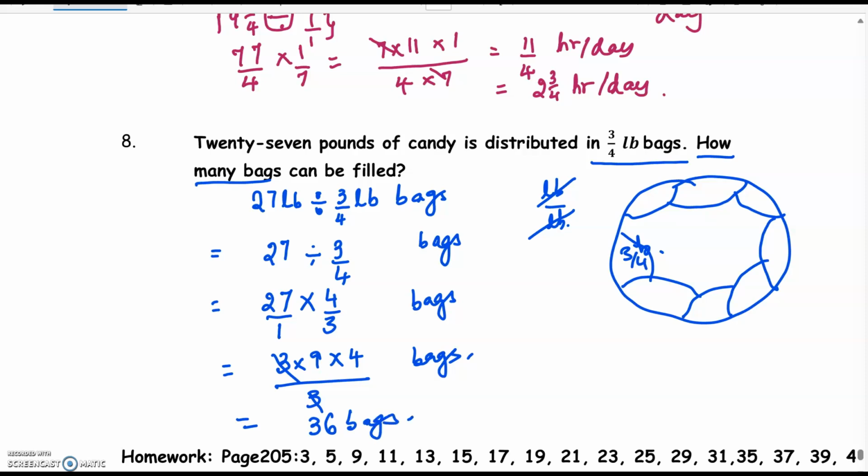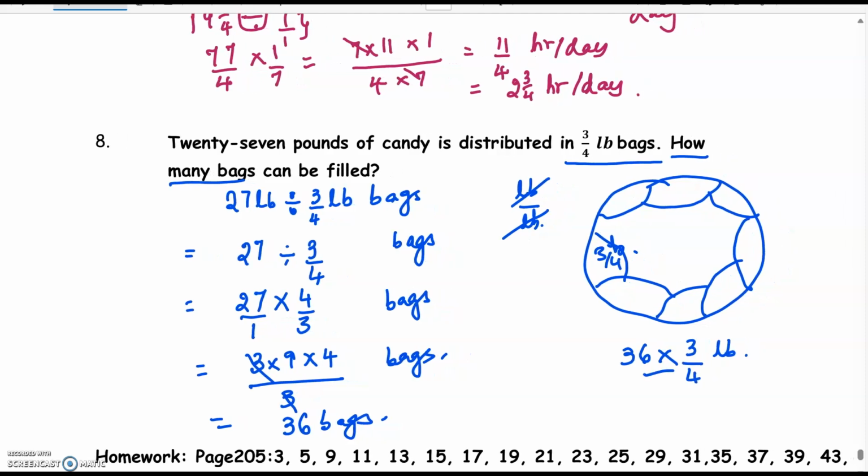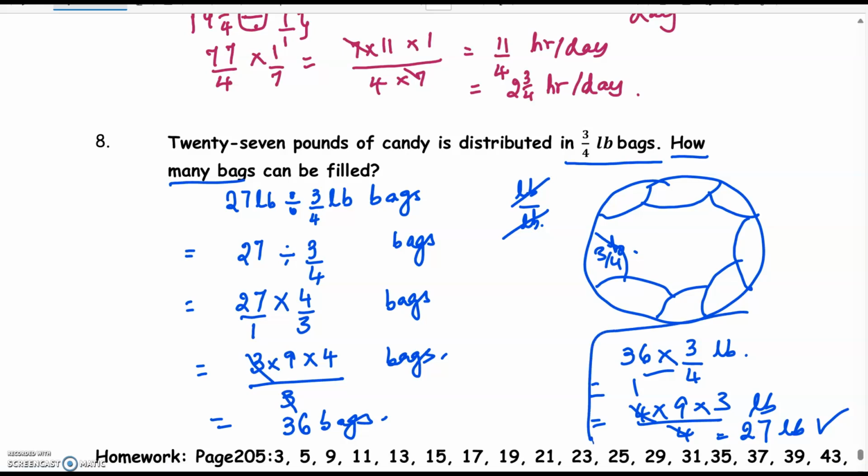And how much is the weight of each bag? 3/4 pounds. So if I take 36 bags and multiply it with 3/4 of a pound in each bag, what I have to get back is 27. Let's see. 4 times 9 is 36 times 3 divided by 4 pounds. So that is 9 times 3, which is 27 pounds. So our answer is correct.